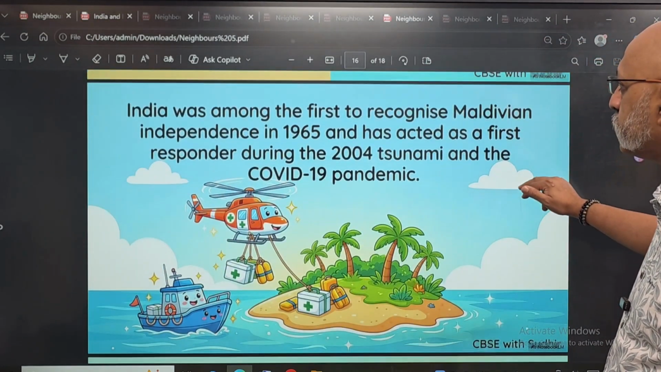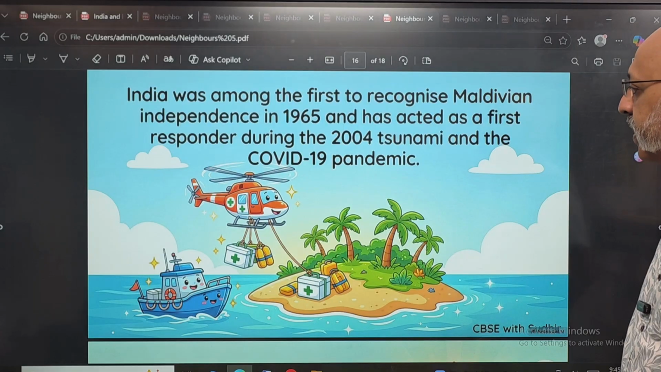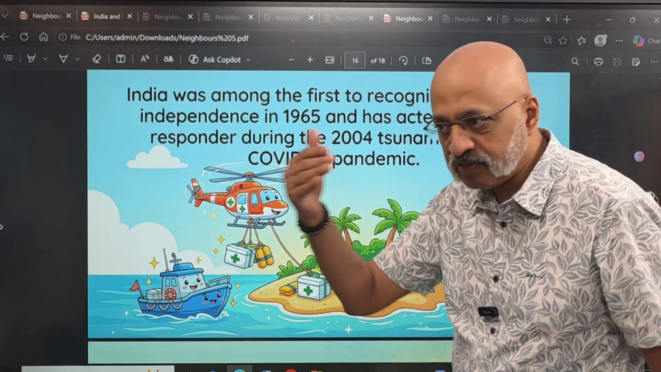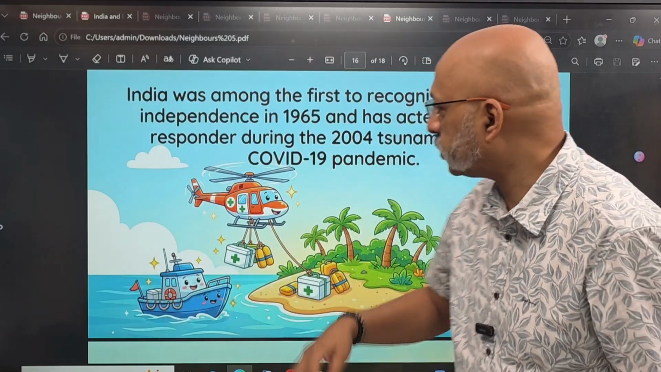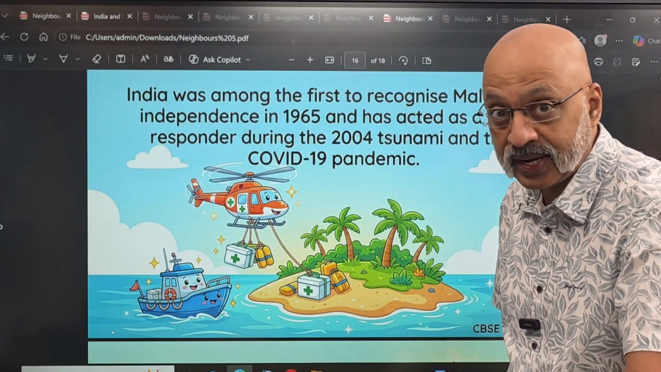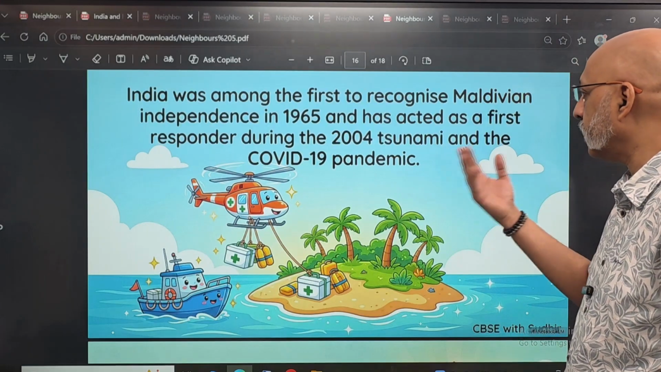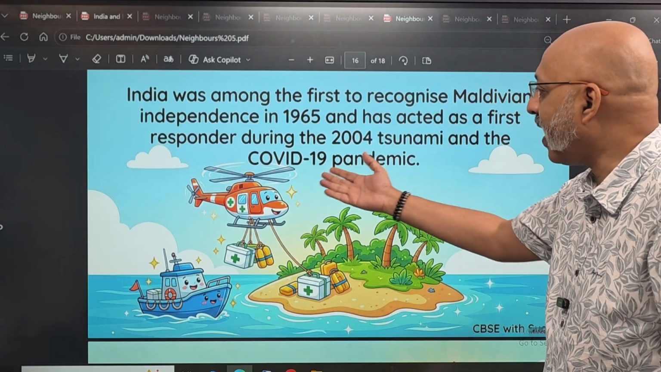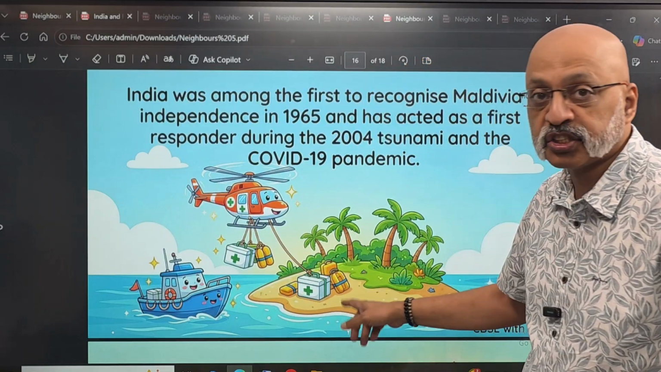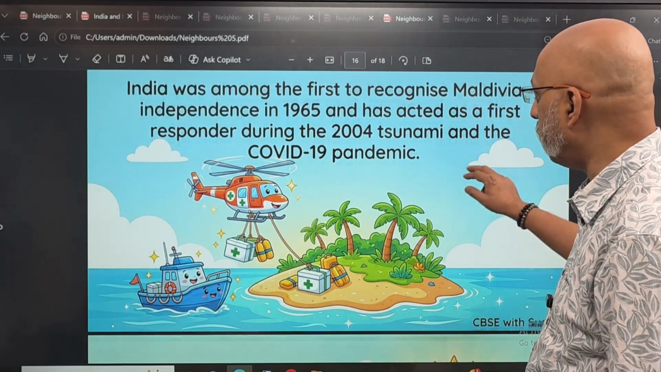India was among the first to recognize Maldivian independence in 1965 and has acted as a first responder. First responder is if there is a problem, you are the first to rush there. During the December 26, 2004 tsunami, which I've covered in Tamil Nadu and Andhra Pradesh, and during the COVID-19 pandemic, India rushed medical supplies to the Maldives.